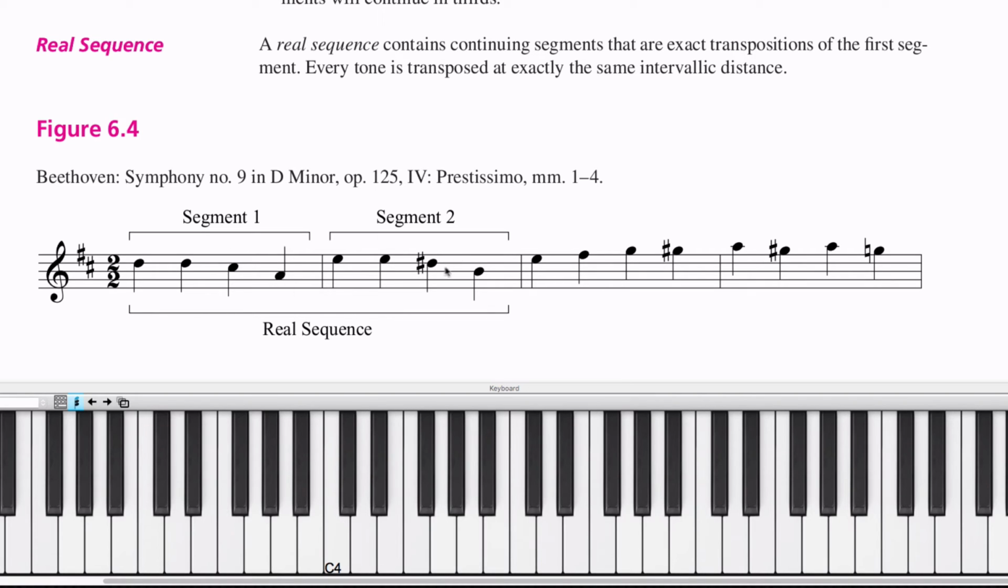But notice what happens here. It's got this accidental here. Oftentimes, if you're making a real sequence, it ends up starting to use notes that are not part of the key signature in order to make things work exactly. Because of that, they can call this a modulating sequence as well.